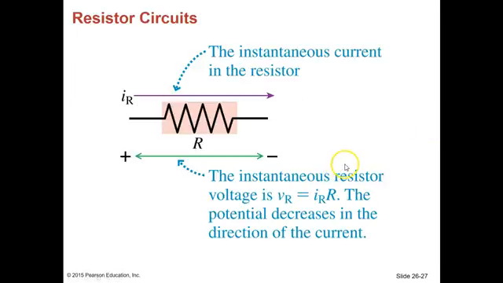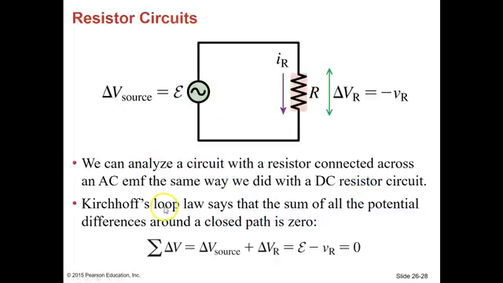So here's a good picture of what you'll see. The instantaneous current in the resistor is lowercase i subscript R, and the instantaneous resistor voltage is i_R times R. So that would be the instantaneous voltage. Remember, this is oscillating back and forth. The potential decreases in the direction of the current. So if the current's going to the right, the potential goes down. And if this flipped the other way, we would have to put the plus on the right side and the minus on the left.